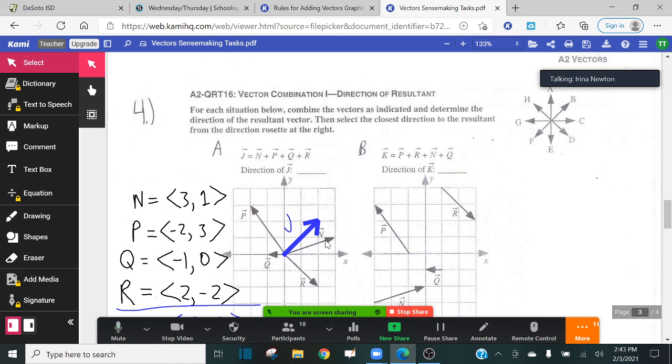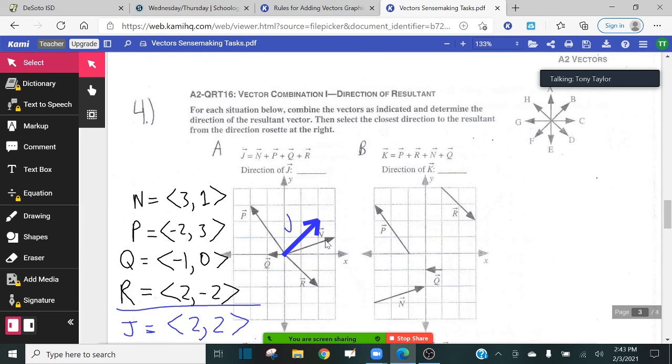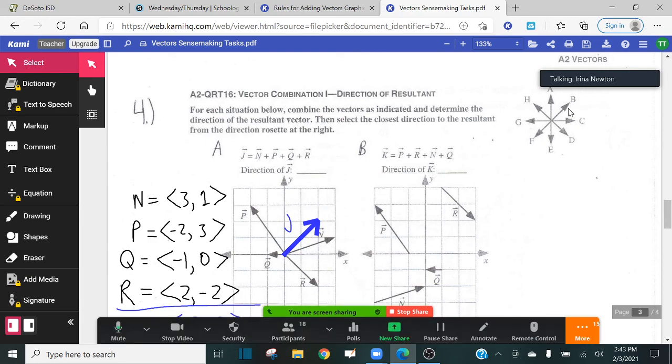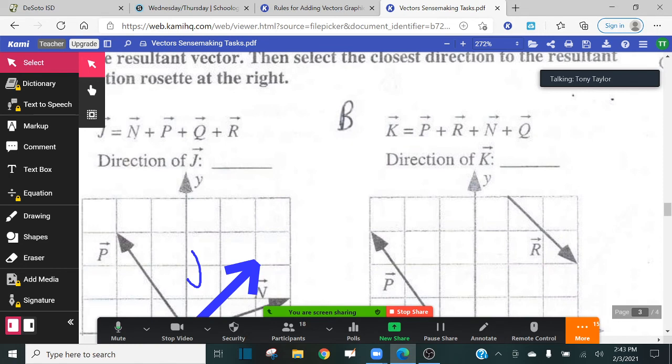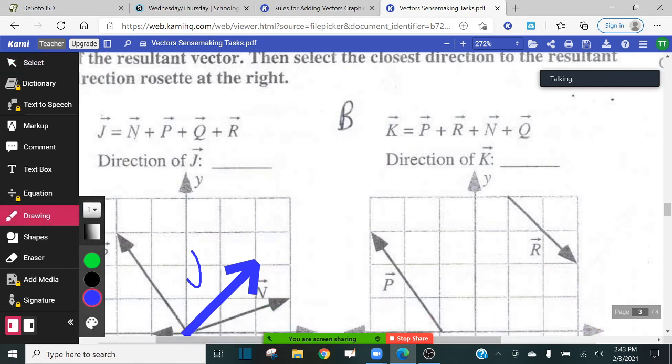So you guys notice what Irina says. Vector B matches that vector there. So right, yes, Irina is correct. And good job, Angelina. Good job for agreeing with Irina on that one.